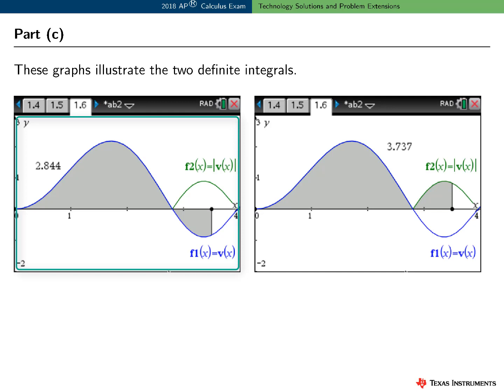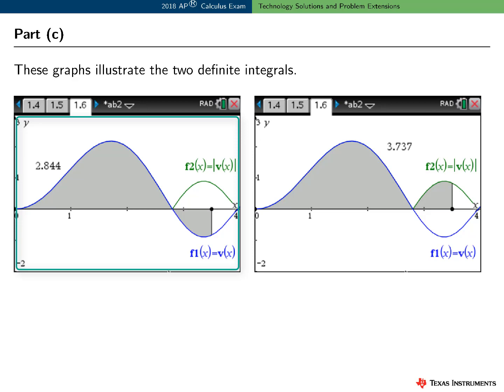Here are some graphs to confirm and visualize these results. I graphed both v and the absolute value of v on the same coordinate axes. Here, the value of the first integral is the area of this shaded region minus the area of this shaded region, 2.844. The particle moves to the right for a while and then back to the left.